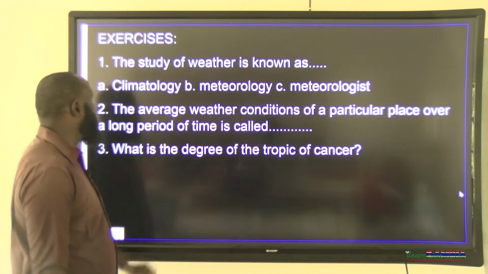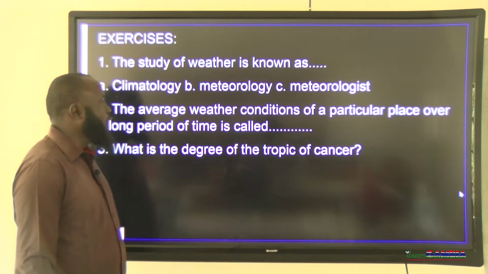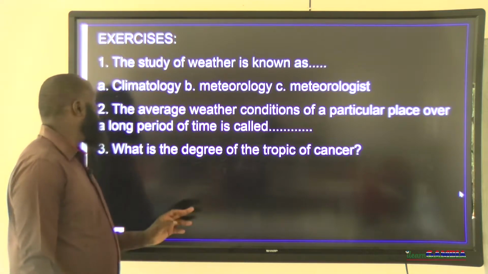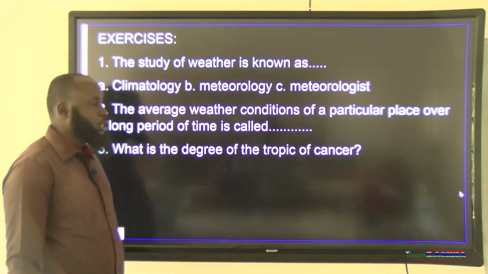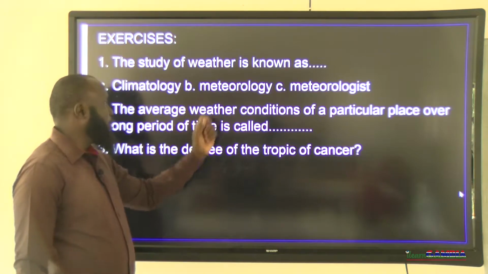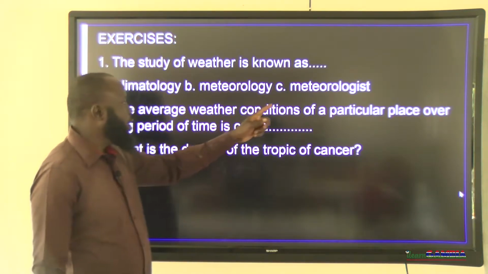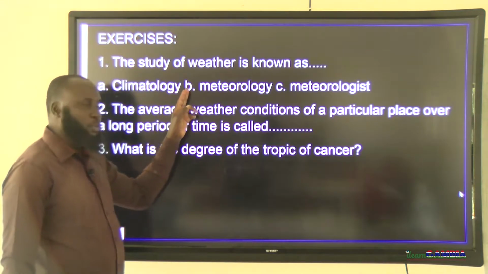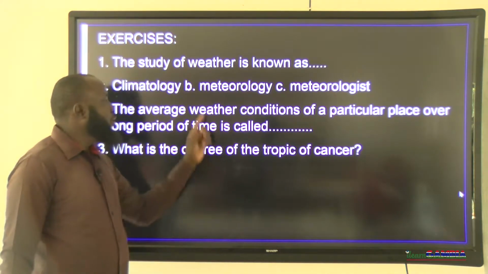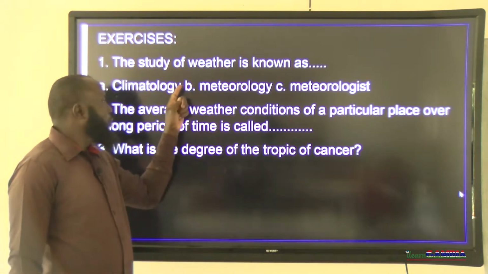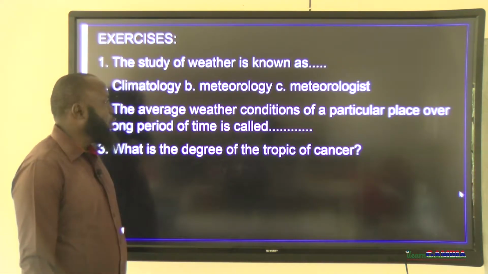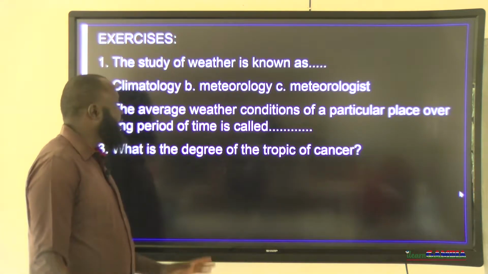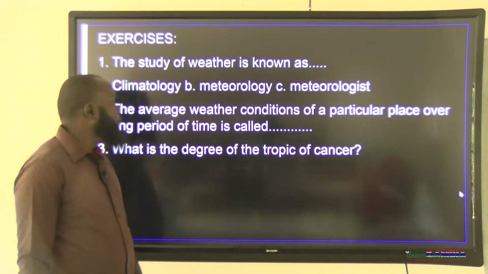Question number 1 reads, the study of weather is known as dash dash. A. Climatology, B. Meteorology, and C. Meteorologist. The correct answer here is B, which means meteorology. Meteorology is the study of weather. The study of weather is referred to as meteorology.